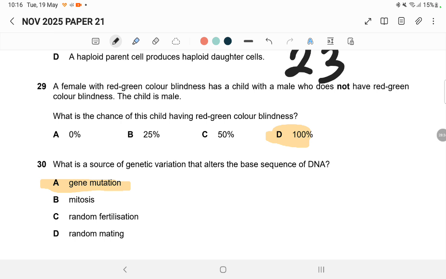So what is the chance that this male child has red-green color blindness? It is 100% chance. Why 100%? Because as you can see here, the female has red-green color blindness. So let's say the female is XA XA. Now this one would be for a carrier case, but in our case it's not a carrier.